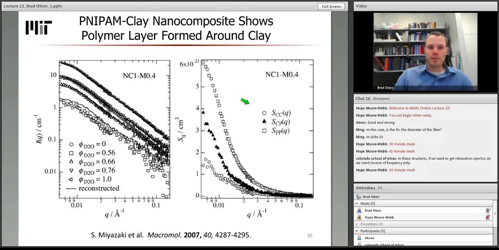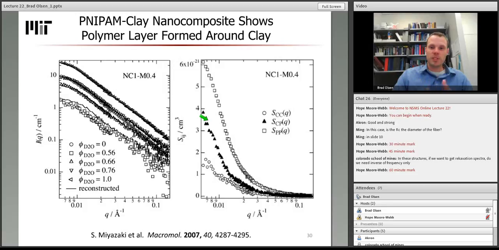And when they do this, what you see is that as predicted, you have the clay-clay structure factor, which looks relatively similar to the predicted value quantitatively, a polymer-polymer structure factor, and then the clay-polymer structure factor, which actually has a positive value, intermediate between the polymer-polymer and clay-clay factors. And so this positive value is what's predicted if there's some sort of an interaction causing the polymer to form a layer on the outside of the clay particle.